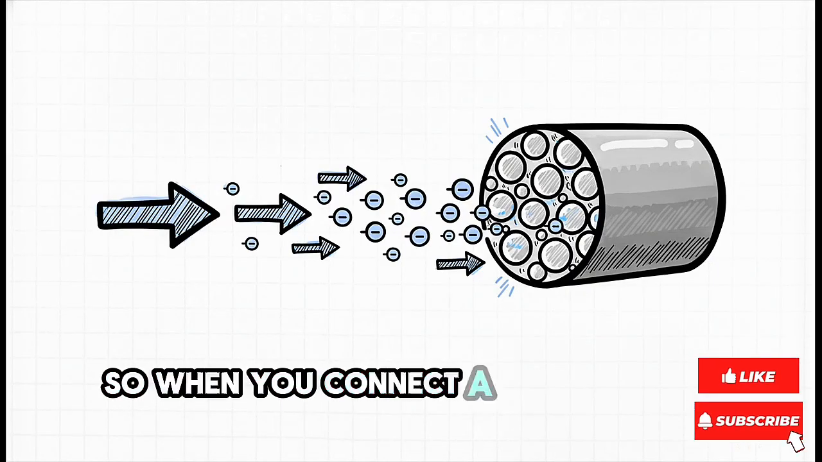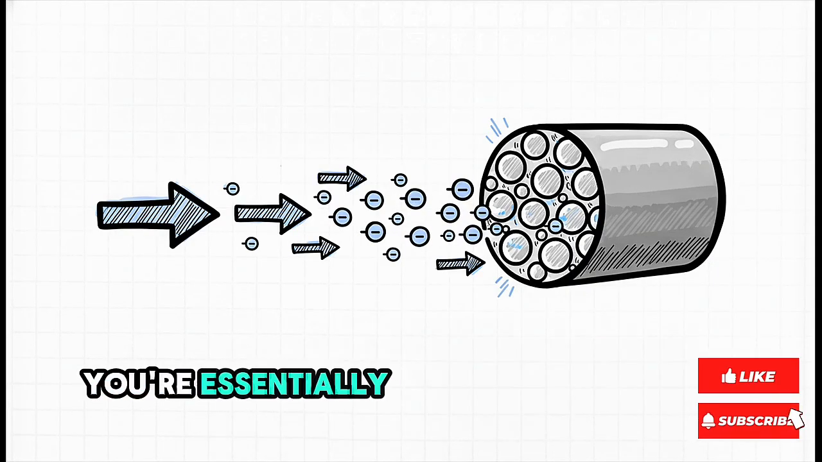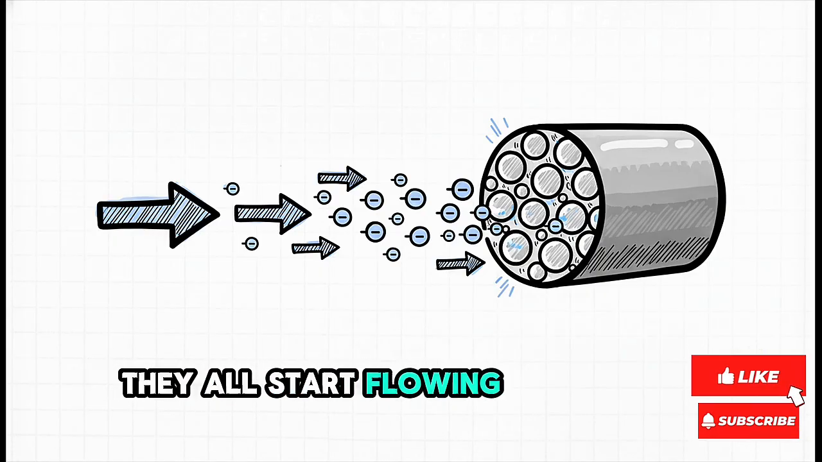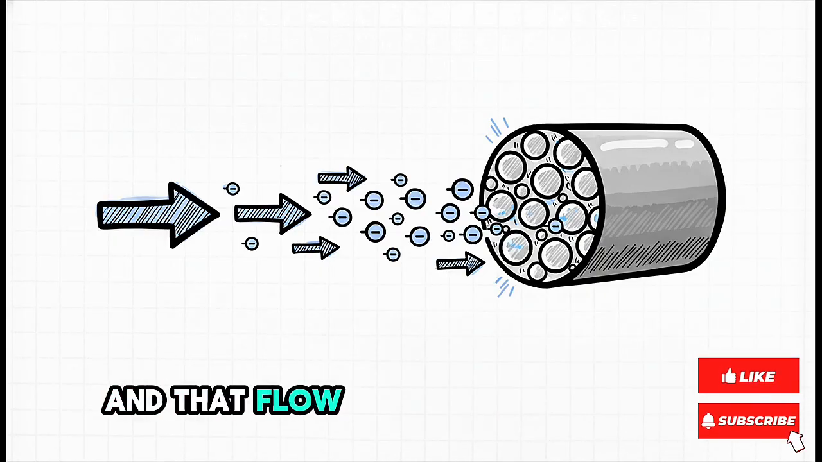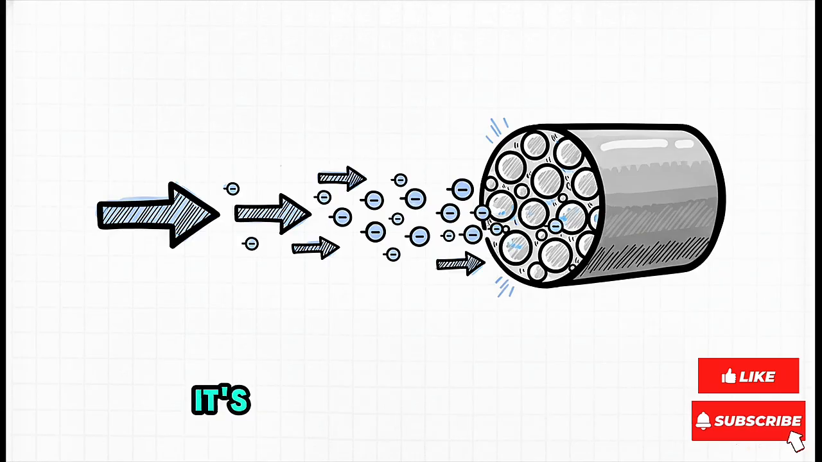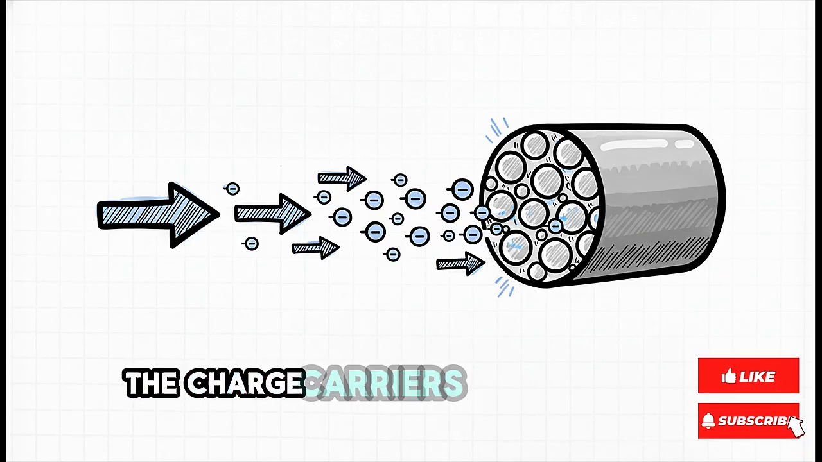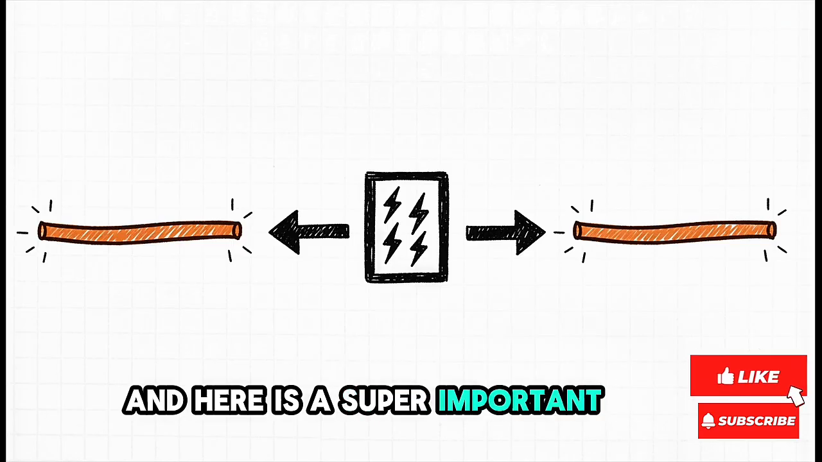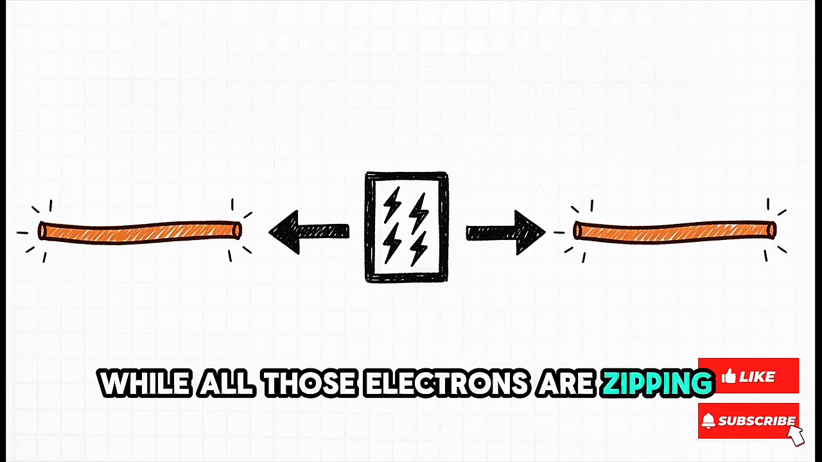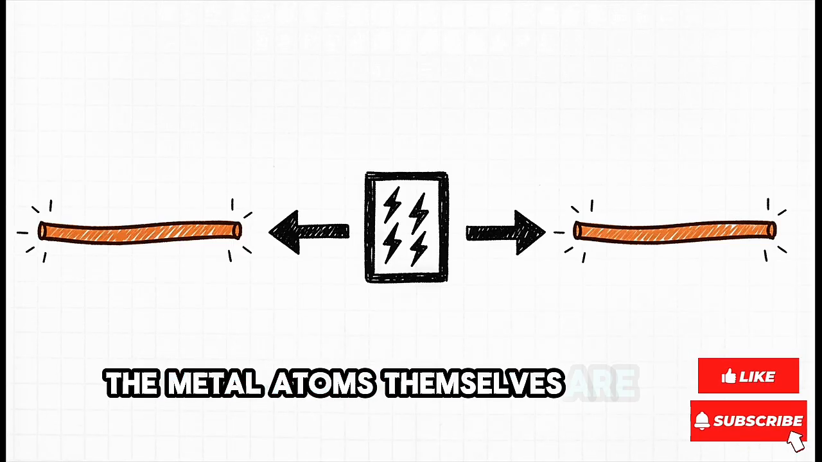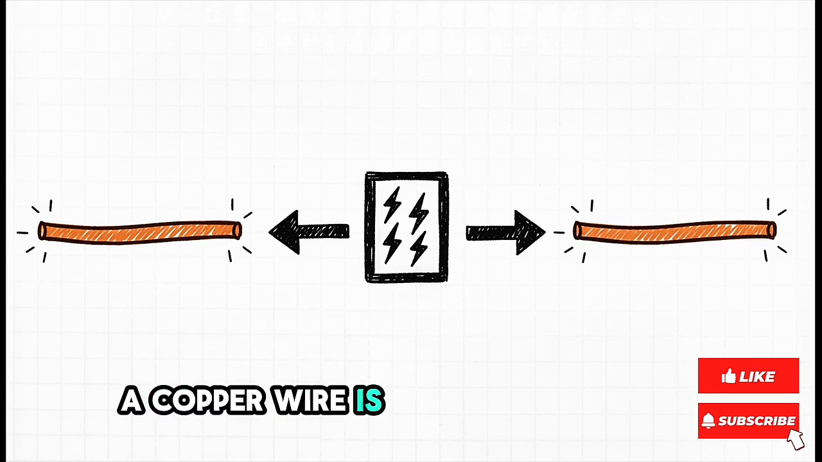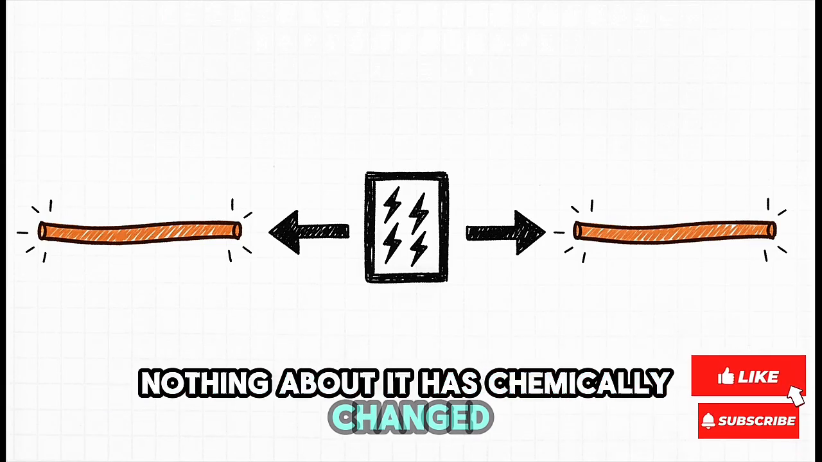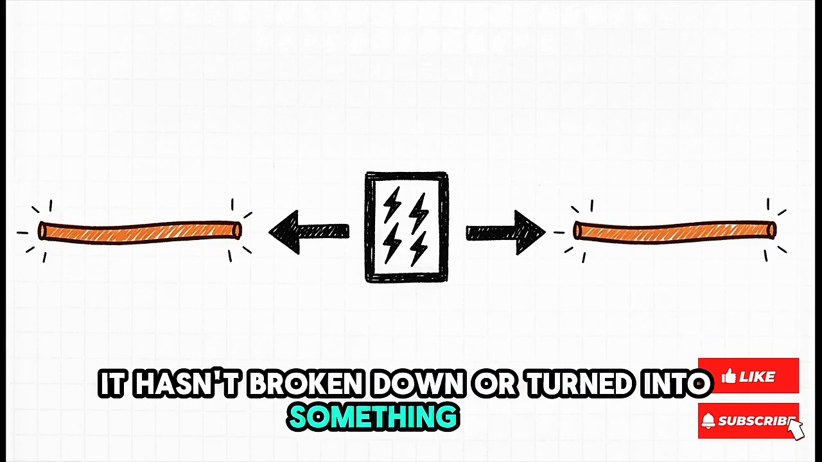So, when you connect a battery to a piece of metal, you're essentially giving all those free-moving electrons a push. They all start flowing in the same direction, and that flow is the electric current. It's that simple. For metals, the charge carriers are electrons. Period. And here is a super important point. While all those electrons are zipping around, the metal atoms themselves are just staying put. A copper wire is still a copper wire after electricity has passed through it. Nothing about it has chemically changed. It hasn't broken down or turned into something new.